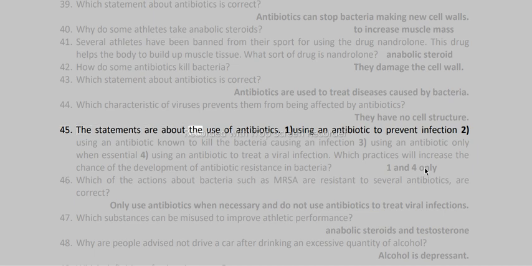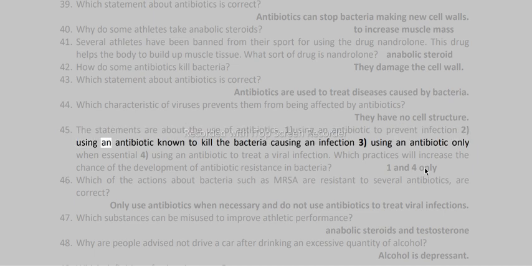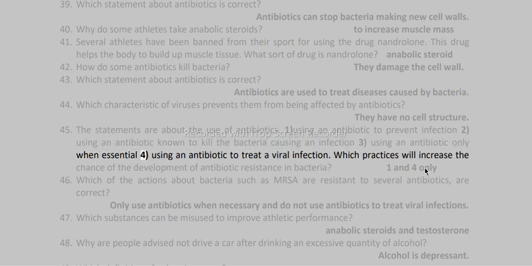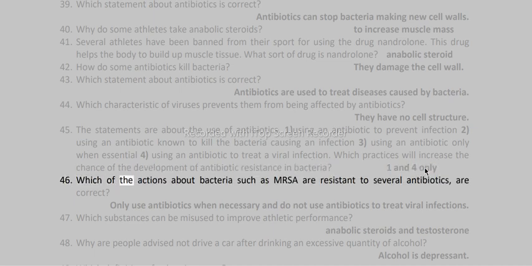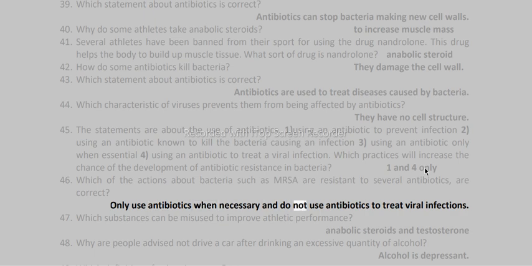45. The statements are about the use of antibiotics. 1. Using an antibiotic to prevent infection. 2. Using an antibiotic known to kill the bacteria causing an infection. 3. Using an antibiotic only when essential. 4. Using an antibiotic to treat a viral infection. Which practices will increase the chance of the development of antibiotic resistance in bacteria? 1 and 4 only. 46. Which of the actions about bacteria such as MRSA, which are resistant to several antibiotics, are correct? Only use antibiotics when necessary and do not use antibiotics to treat viral infections.